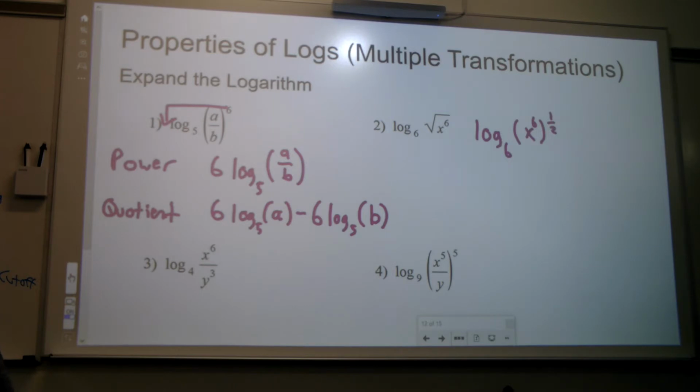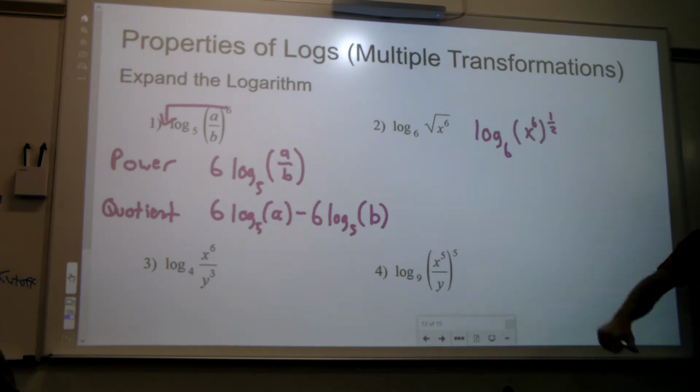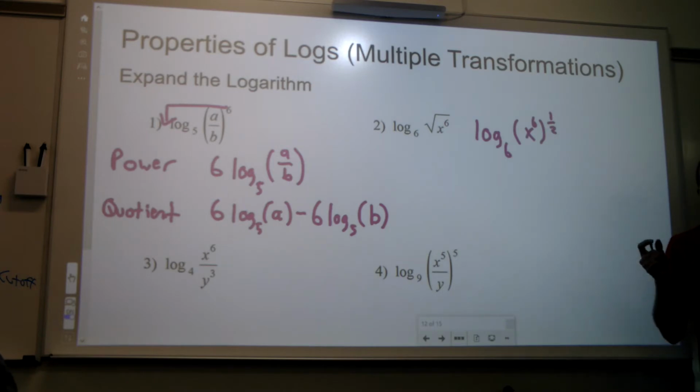Now, I've got 2 exponents here. I've got a 6 and a 1/2. What are those going to do? Both you put in front. Well, let's combine them. How do I combine a power raised to a power? You add them. You're going to multiply them.